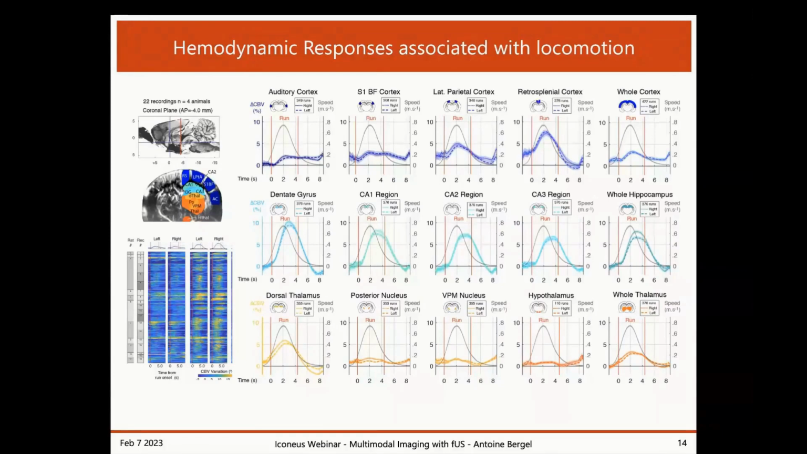We see subtle differences depending on the different regions that we look at. The first line is the different cortices, and you see that, for instance, the retrosplenial cortex is way more activated than the S1 or the auditory cortex. Now, in the hippocampus, you see very nice activations, and in the other structures below the hippocampus, you see only the dorsal thalamus that's activated during locomotion.